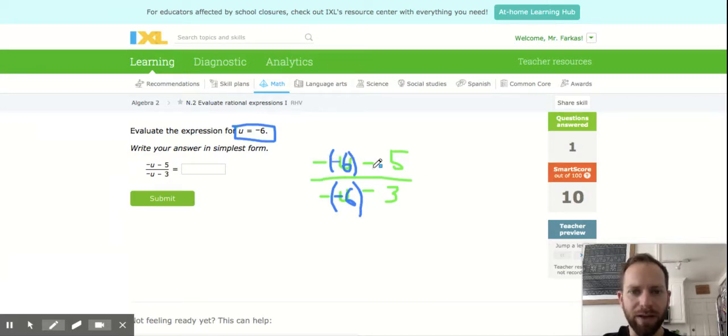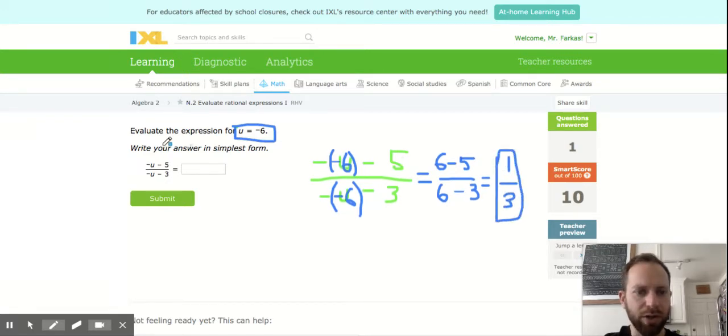So a negative 6 is the same thing as a positive 6 minus 5. And then here we have negative 6 again, so that turns into a positive 6 minus 3. 6 minus 5 is 1. 6 minus 3 is 3. So when you evaluate the expression for u equals negative 6, you get 1/3.